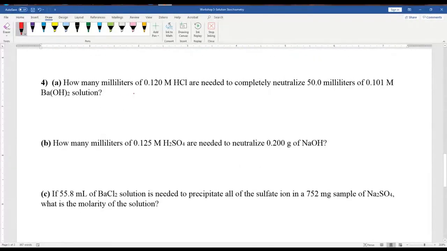How many milliliters of 0.12 molar HCl is needed to completely neutralize 50 milliliters of 1 molar barium hydroxide solution? So here's where you actually have to write a balanced equation. HCl is going to react with the barium hydroxide.